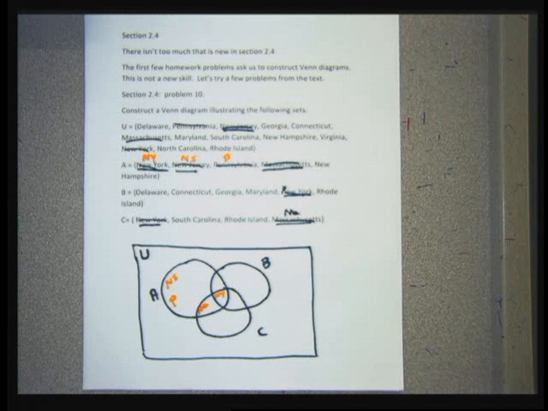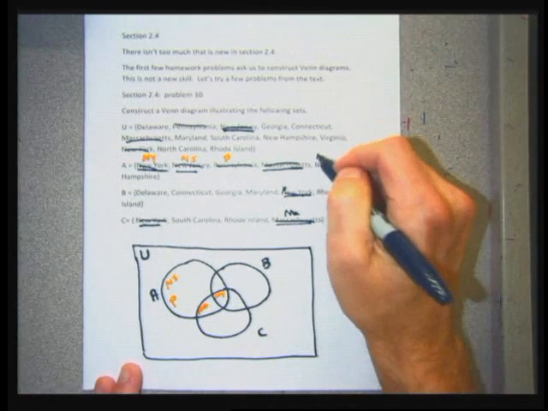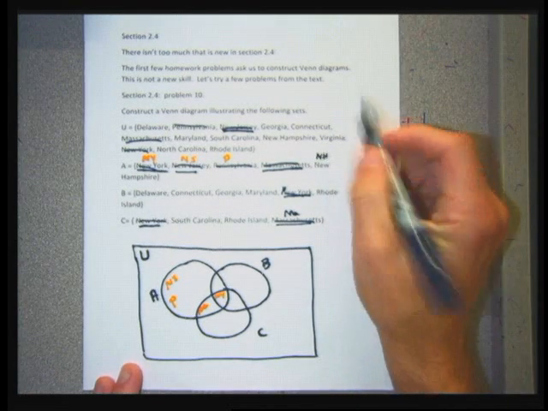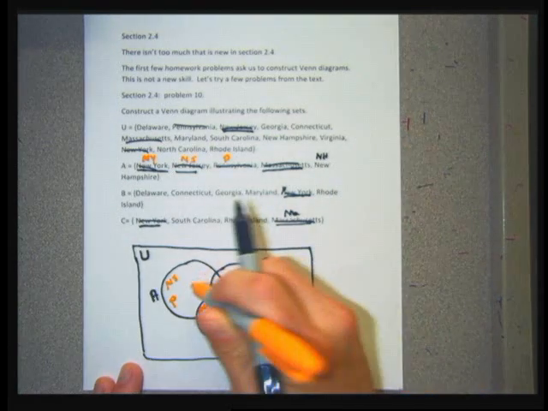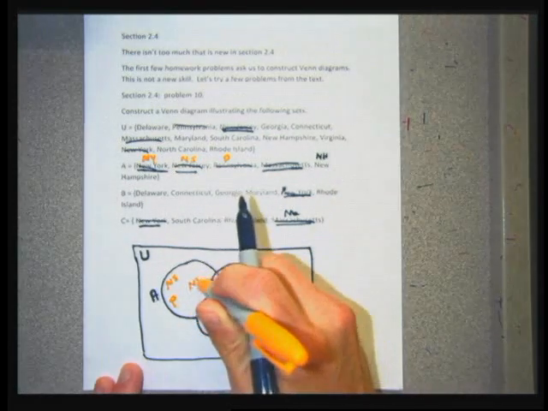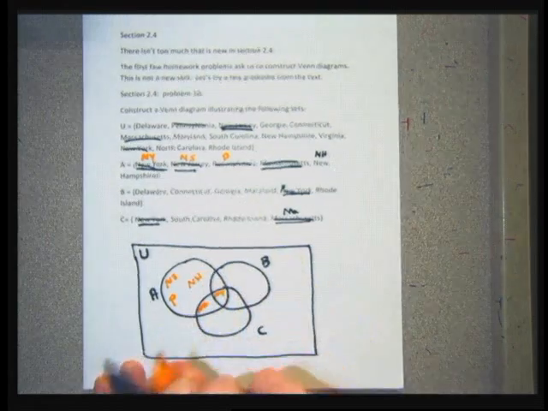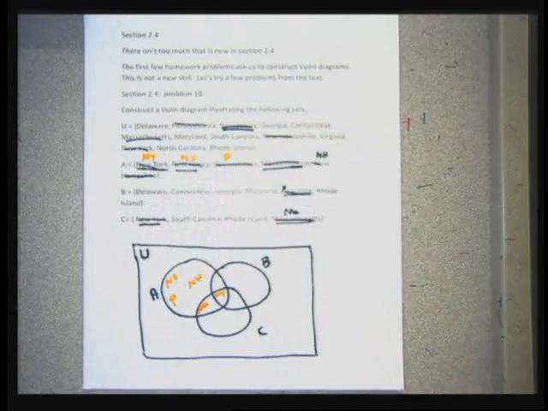New Hampshire is the last portion of the A set, and I don't see New Hampshire in any other set other than U. So for New Hampshire, I'm going to put it where I put New Jersey and Pennsylvania. And cross it out because I placed it in. So now I'm done with the A set. I'll move on to the B set.